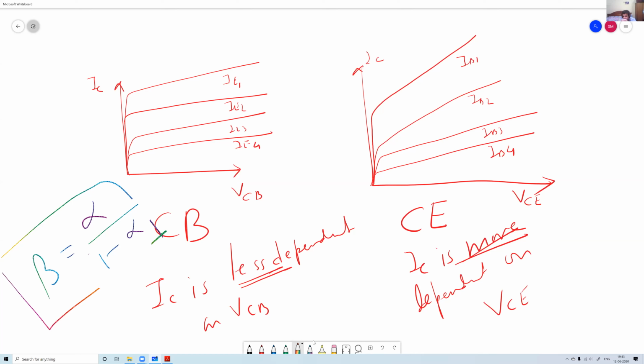Because IE equals IB plus IC, true. So IE will be constant, so the graph will be parallel. The graph is not exactly parallel. And in each of the graphs, IE is constant. So what is the point? I am not plotting IE, I am plotting IC. I am plotting IC here. Look, I am not plotting IE. And in the entire graph IE is constant.